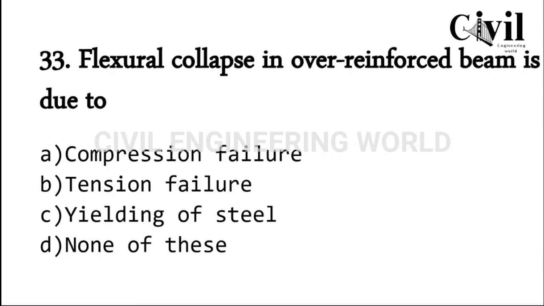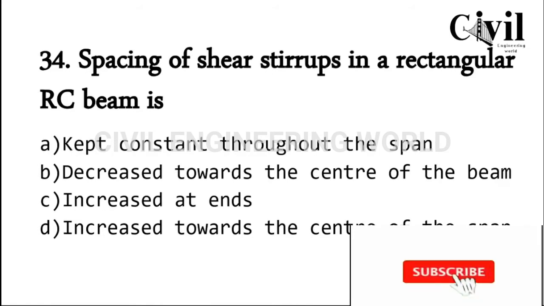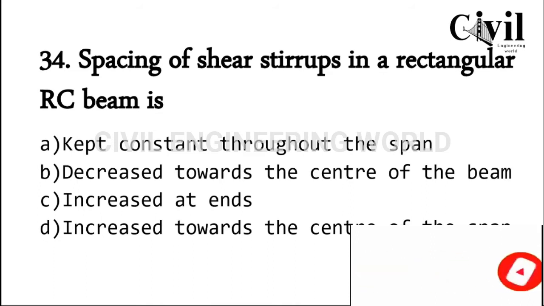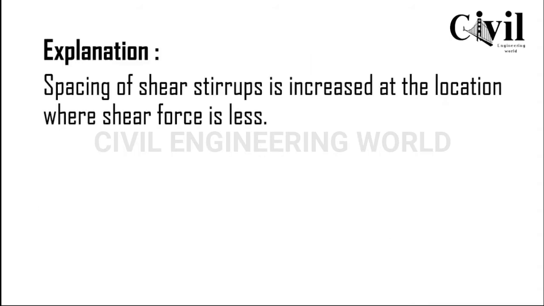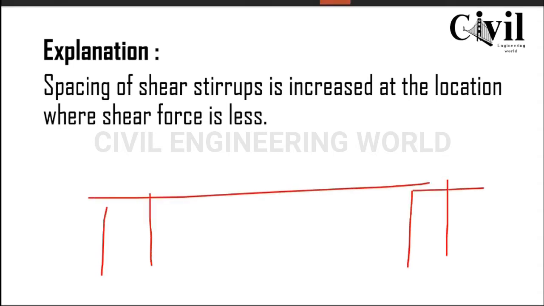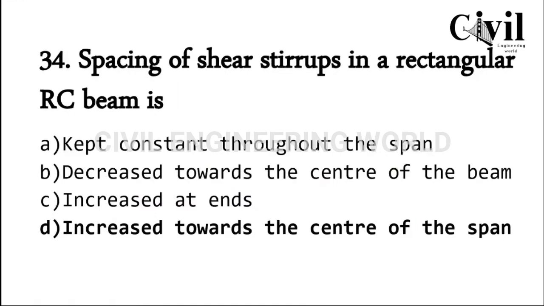Flexural collapse in over reinforced beam is due to, so for over reinforced, this is due to tension failure. Spacing of shear stirrups in a rectangular RCC beam is, here we have to find, so spacing of shear stirrups is increased at the location where shear force is less. So as we go towards center, we increase the spacing, and as we move towards column, we have to decrease the spacing. So for this case, D is the correct answer.